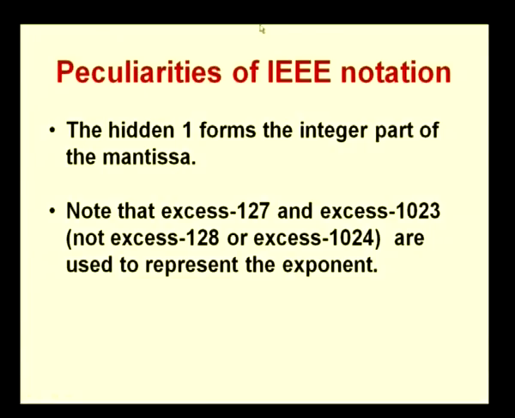So, note that therefore, we use excess 127 and excess 1023 representation and not 128 or 1024, which should have been used. So, we use excess 127 and excess 1023 as the value for the exponent.